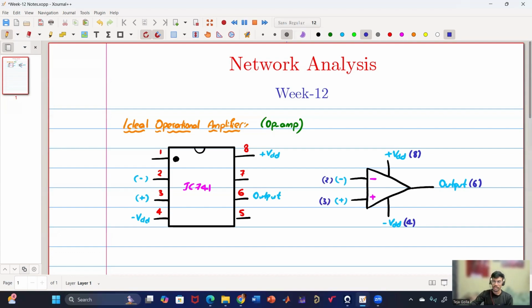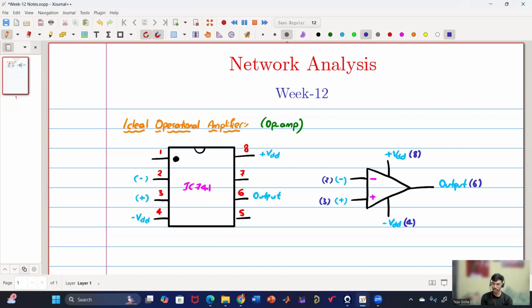Usually you see the right-side picture in most diagrams because it is a simplified form of writing. But in practice, whatever IC we get, IC741 is one of the famous op-amps, and most of you might have seen it in the labs if you have worked on any op-amp based experiments. These are the terminals that are of our interest. So this is how a basic op-amp looks.